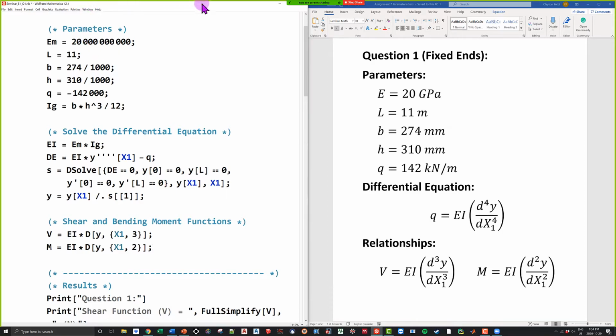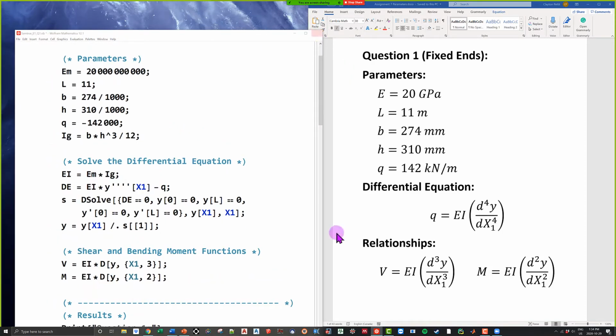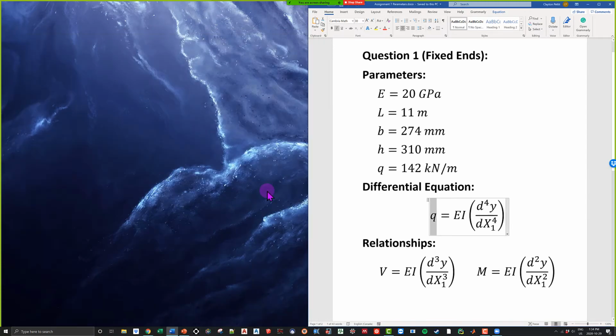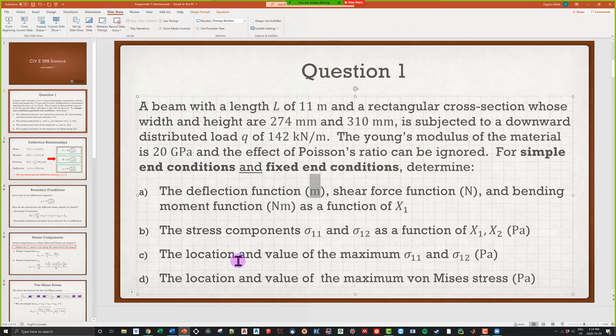All right, I'll take that as you guys are pretty happy, so we can get rid of this. And sure, we'll save it, why not? Exit out of Mathematica. Where's my PowerPoint? Let's go on to question number two.